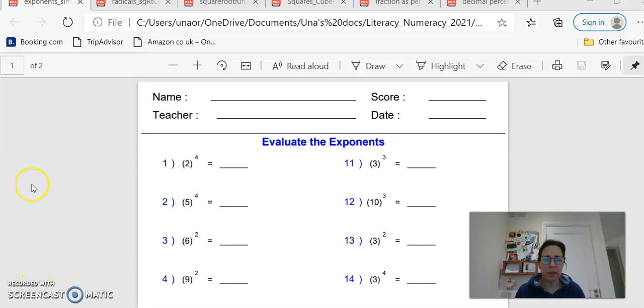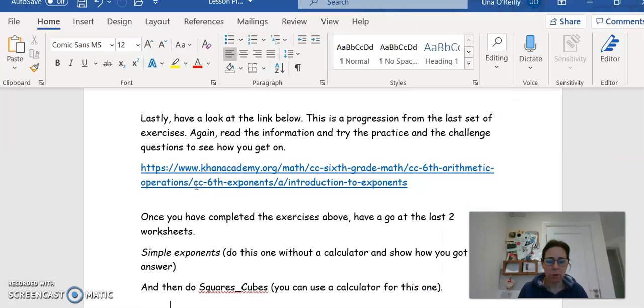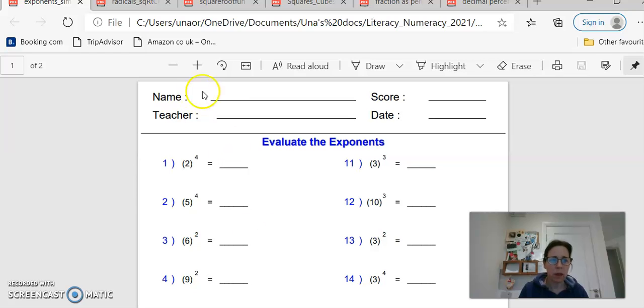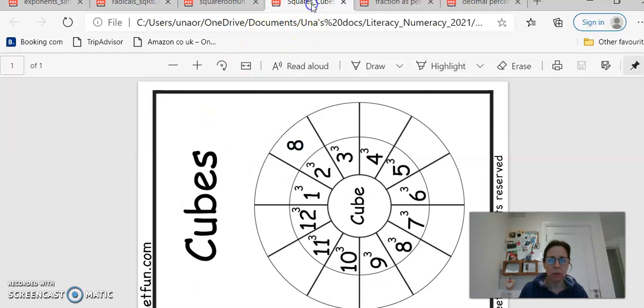Apologies. So yeah, do this one. The answers are there, but please try and do it yourself. There's no point in you just looking at the answers, but that's why I'm asking you to write out the actual multiplication sum that you get. That's the first one, and then the other one is called squares underscore cubes. Now you can use a calculator for this one.